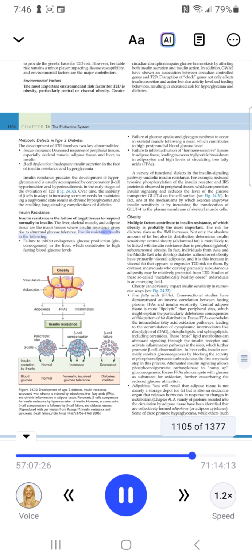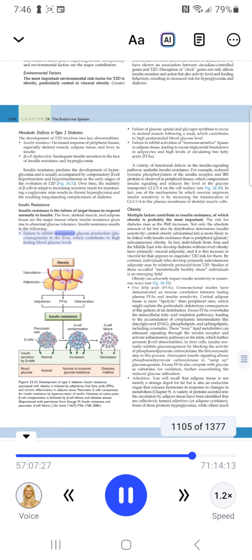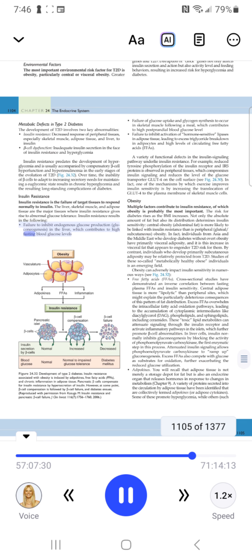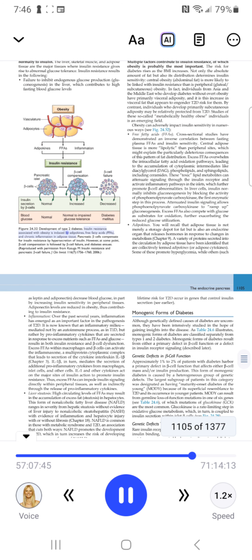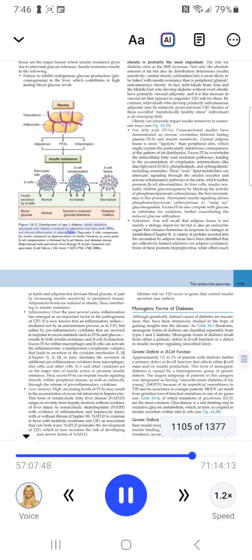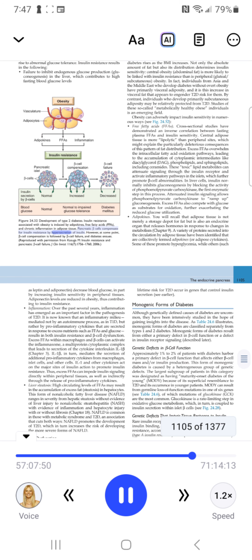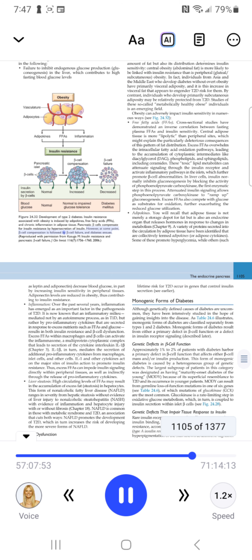Insulin resistance results in the following: failure to inhibit endogenous glucose production, gluconeogenesis in the liver, which contributes to high fasting blood glucose levels. Figure 24.3. Development of type 2 diabetes. Insulin resistance associated with obesity is induced by adipokines, free fatty acids (FFAs), and chronic inflammation in adipose tissue. Pancreatic beta cells compensate for insulin resistance by hypersecretion of insulin. However, at some point, beta cell compensation is followed by beta cell failure, and diabetes ensues.